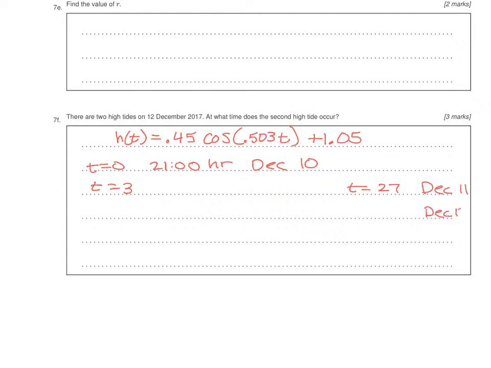Well, we're talking about December 12th. So December 12th starts at 27 hours, and then 24 hours after that, when t equals 51, that's when December 12th ends. So December 12th takes place from 27 to 51 for t. The easiest way to figure out what time the second high tide occurs is to just look at your graph in your graphing calculator. So go ahead and type it into Y, and then go ahead and graph it.